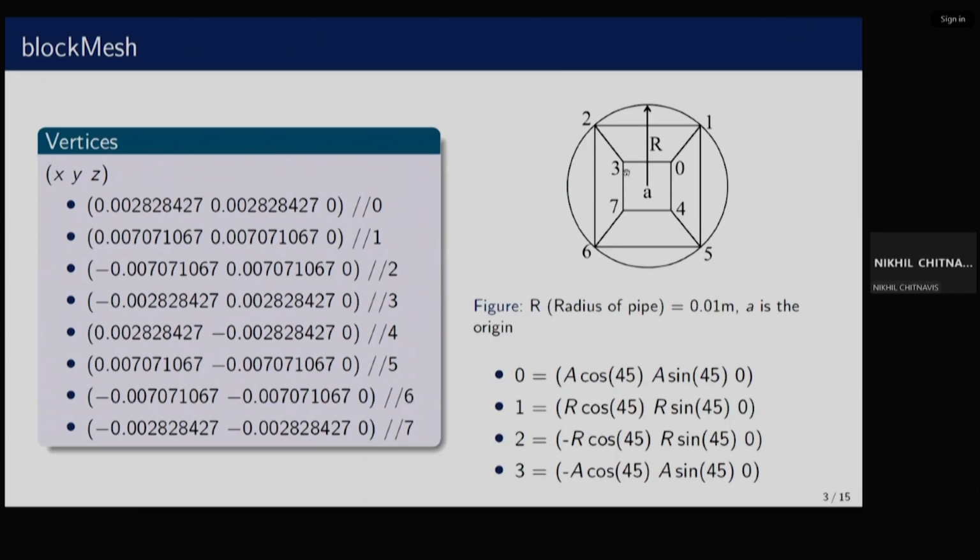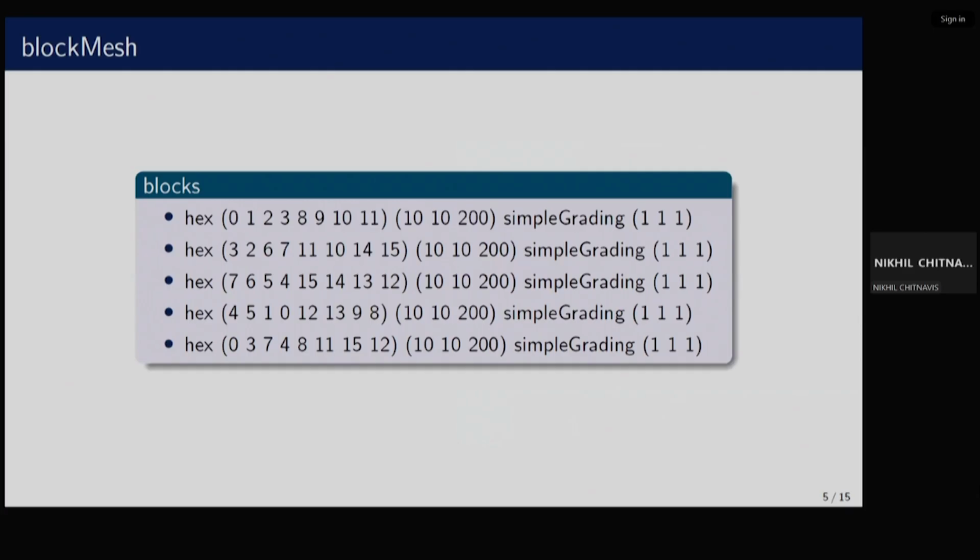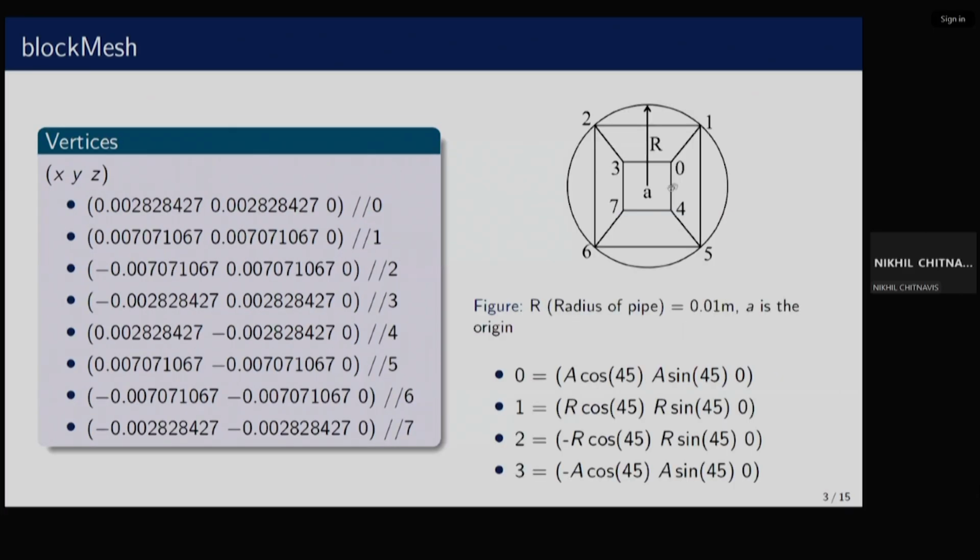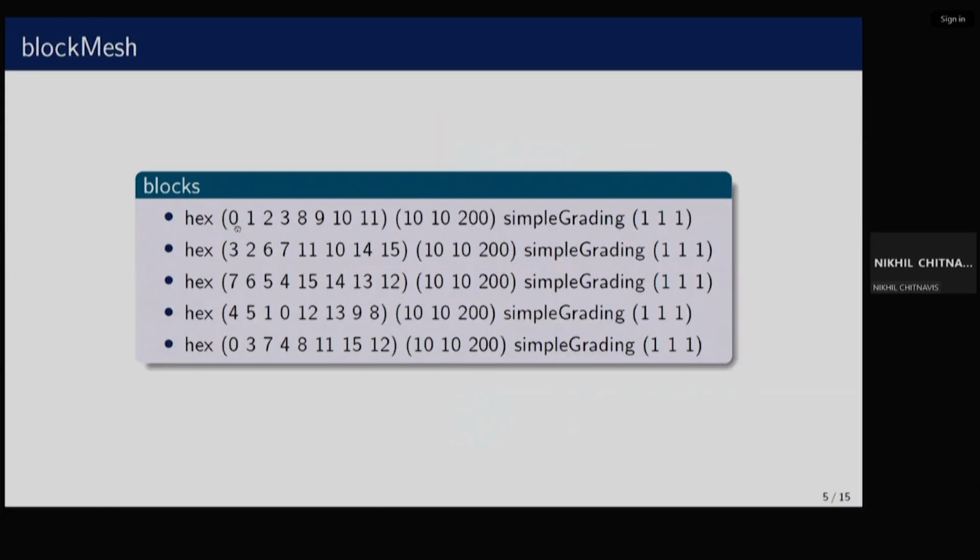After this, we have to define the number of blocks. As previously explained, the blocks will be defined as per the right hand rule, or anti-clockwise direction. Suppose I have to define this first block, it will be in the manner of 0, 1, 2, 3. Likewise, we have defined 5 blocks here.